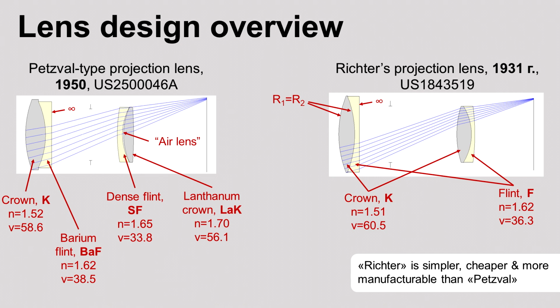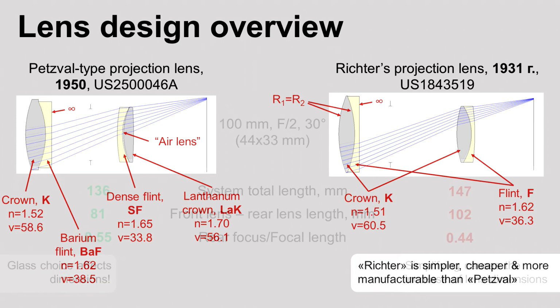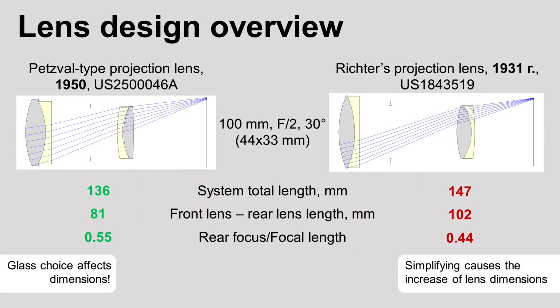In the early 30s, Germany was not a very rich country, but the film industry was rapidly developing and required the production of more projection apparatuses and more projection lenses. The dimensions and the back focus distance are important parameters of a lens. Compared to the Petzval, the Richter lens is generally longer with a significantly shorter real focal length.